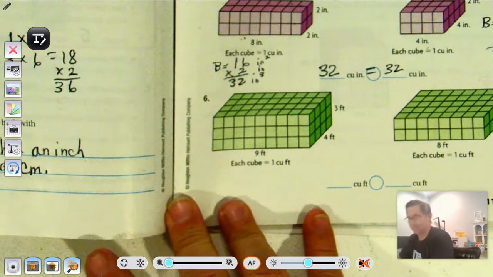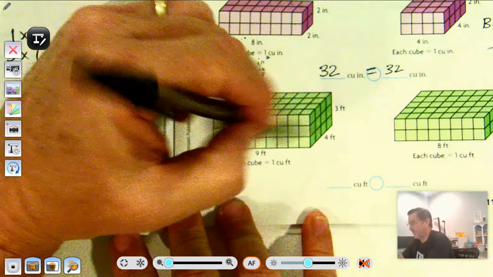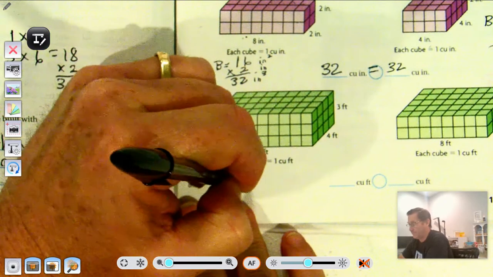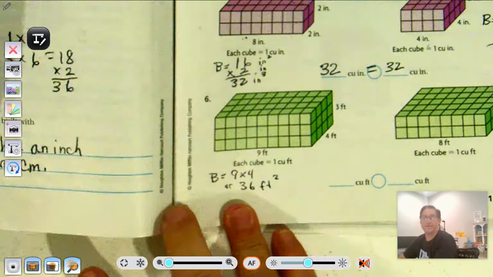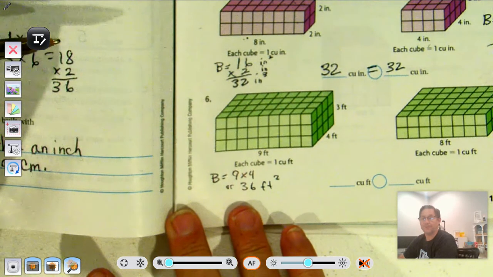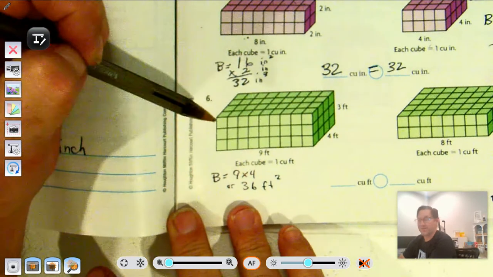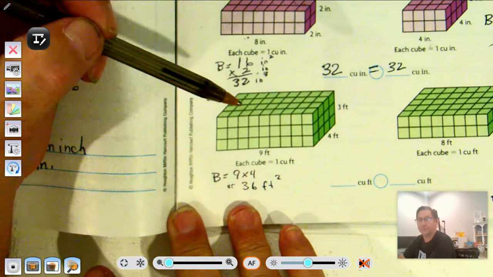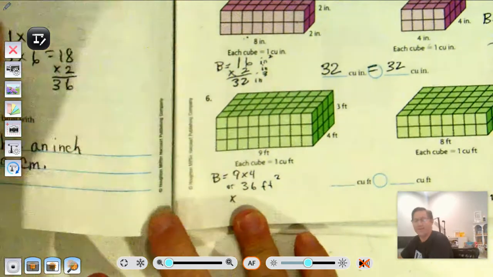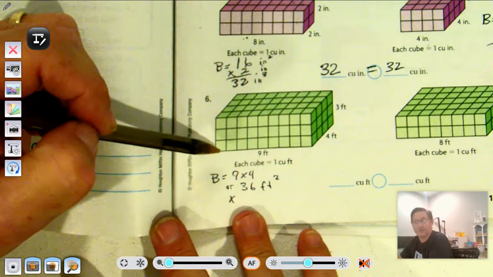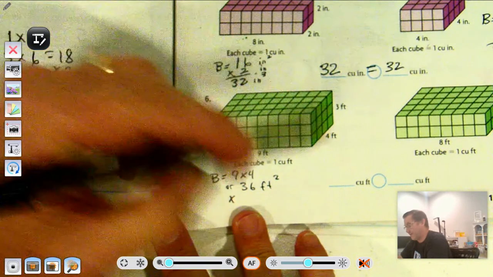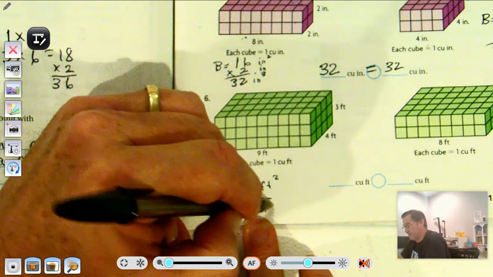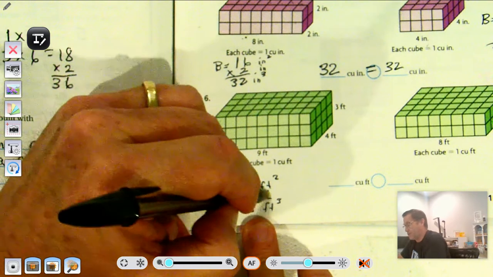All right, number 6. We have a base of 9 by 4. So the base is 9 times 4, or 36 square feet. Okay, so I know that there's going to be 9 rows of 4 in each layer. So 36 square feet. And how many layers of 36 cubes do I have? I have 1, 2, 3. So 36 times 3 gives me 108 cubic feet.